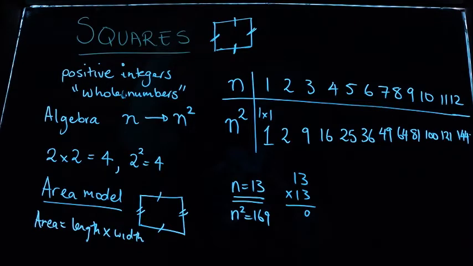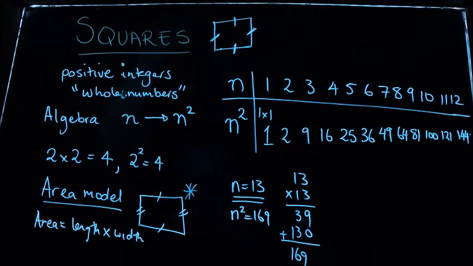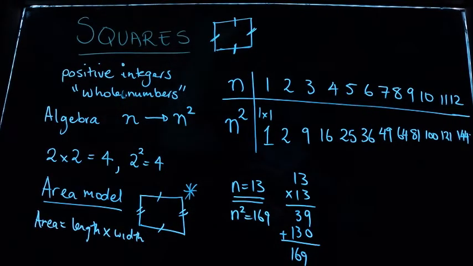3 times 3 is 9. 1 times 3 is 3. Put the 0 down here, multiplying all this by 1 now. Add them together, we've got 169. But what I want to show you here is using this area model. I think this is probably the best way to do this because it's visual.